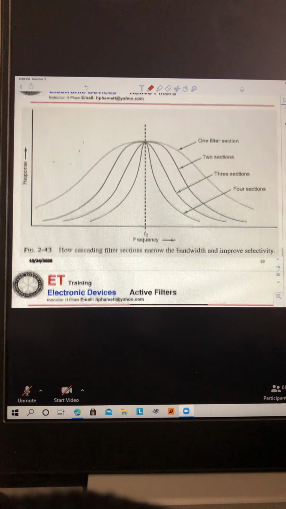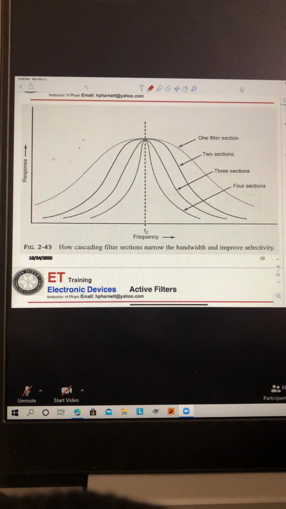Okay, so basically on this one here, they just introduce to you a different filter. One filter section, two filter section. One filter section means one pole. Two will be two pole. Three will be three pole. And four will be four. Okay? And the best will be four. The thing is, this is the best one.